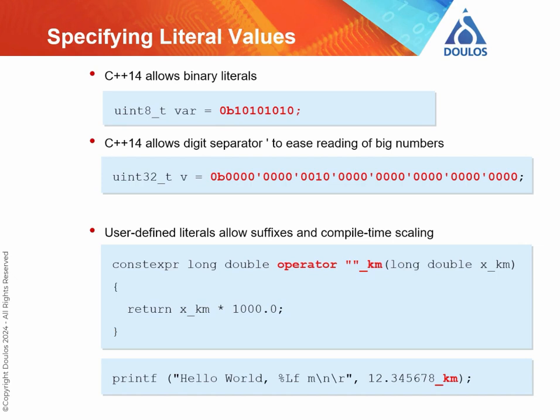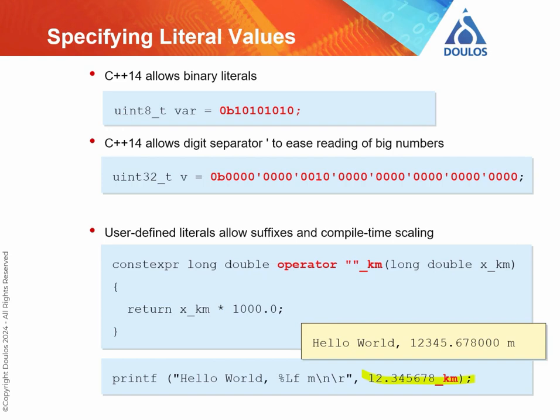So in this case, 12.345678 kilometers will actually be evaluated as 12345.678 meters. So we can create applications which have scaled literal values, and that can hopefully make it easier to create code that behaves correctly, because the presence of those units allows us greater visibility about what's really happening in the program, and hopefully can catch any potential problems we might have as well.